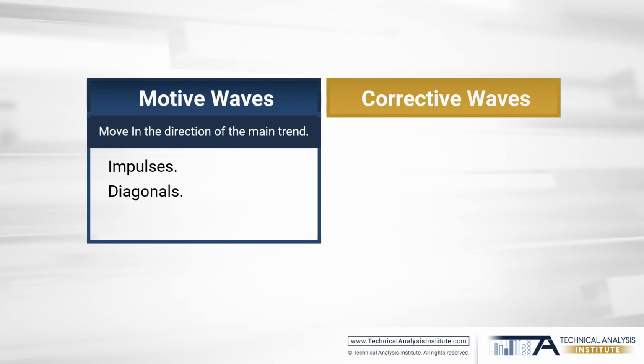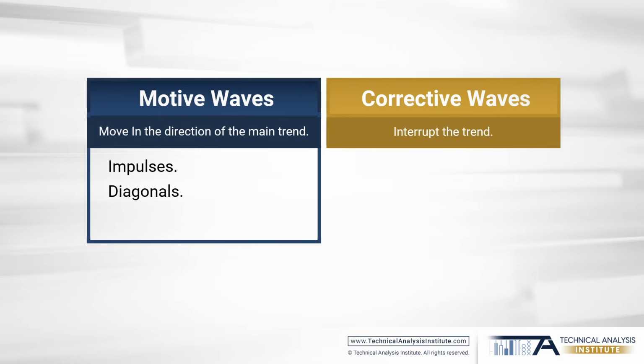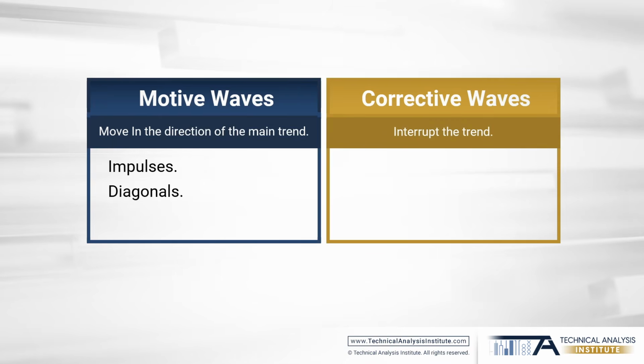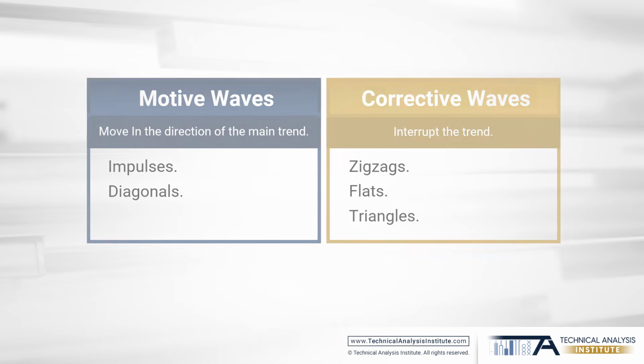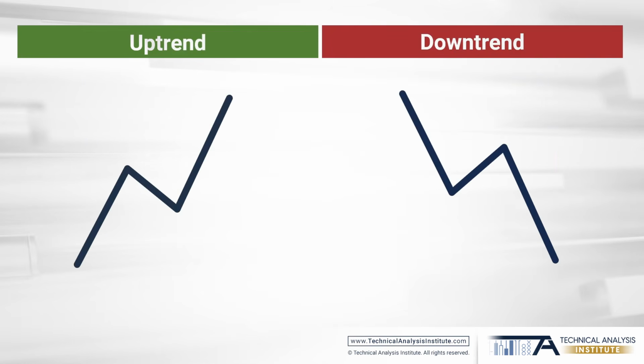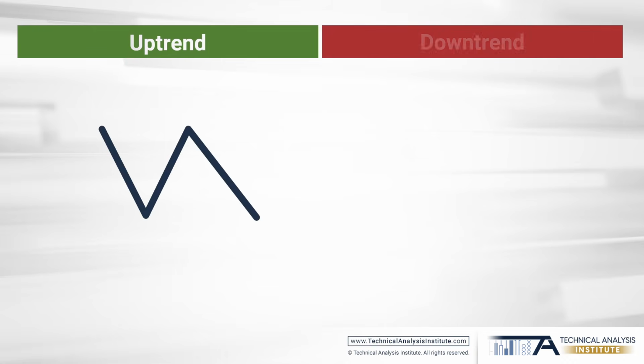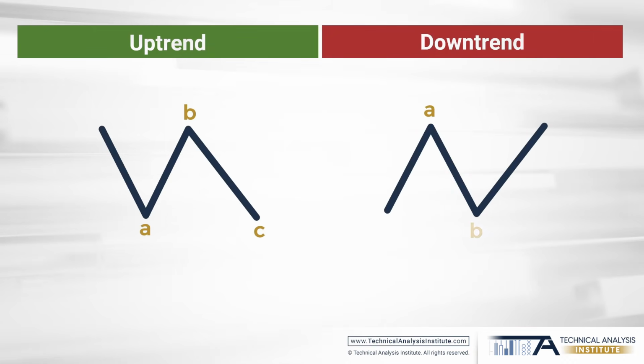Corrective waves are the ones that interrupt the trend, and they always develop in 3 waves. They are labeled with letters A, B, C. They can be zigzags, flats, and triangles. This is the image of a zigzag. Here is the A, the B, and the C. Notice that wave B travels about 50% of the distance traveled by wave A. A flat is very similar to a zigzag, except that wave B travels all the way to the origin of wave A. It's also labeled as ABC.